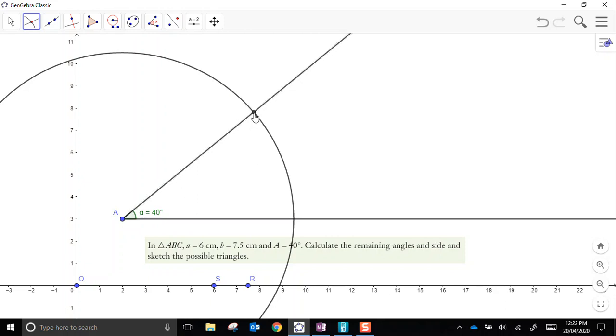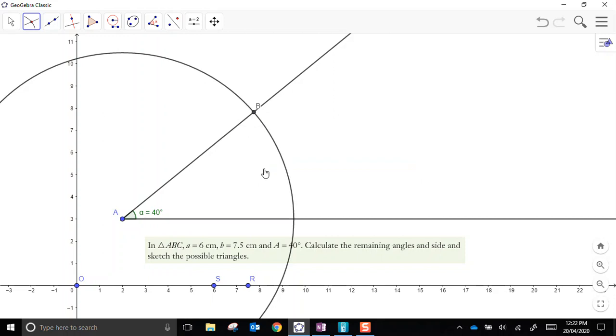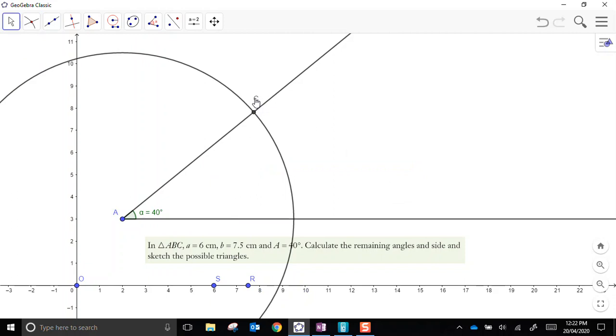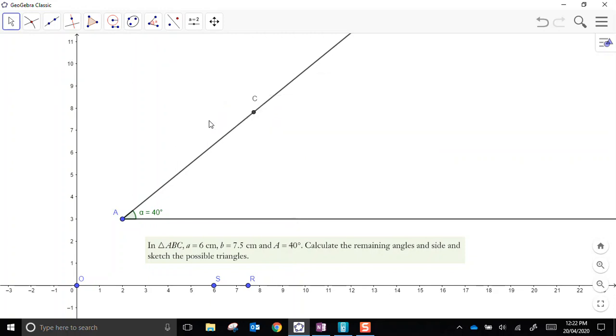That's nice. I just want to show the label for that point. That is not point B. I intended point B to be down there, so I had better rename you as point C. GeoGebra just automatically assigns a name when you make a new object, a new point. Now I don't really need the circle to be visible anymore, so I might just untick that. I don't delete the circle, otherwise I'll lose point C, because that depends upon the intersection of the circle and the ray. Now that gives me 7.5 centimetres along here.